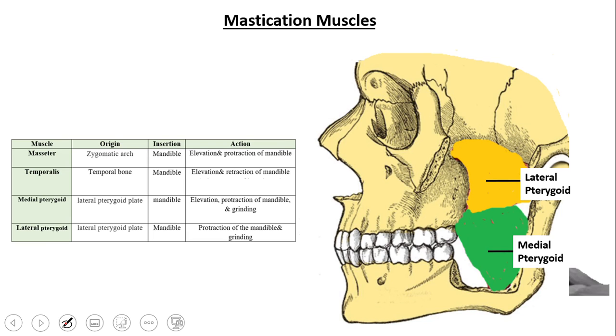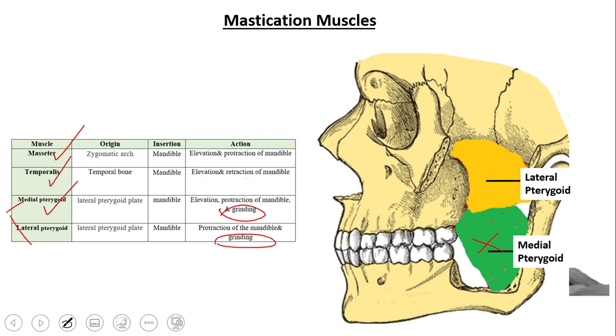The medial pterygoid muscle elevates the mandible and moves your back teeth from side to side, which is the grinding action. So far we have three muscles closing or elevating the mandible: the masseter, temporalis, and medial pterygoid. The lateral pterygoid muscle is responsible for the protraction of the mandible and the grinding action when the food goes to the back teeth. So two muscles for the grinding action, they are the medial and lateral pterygoids.